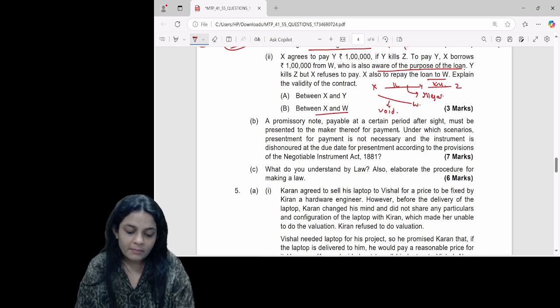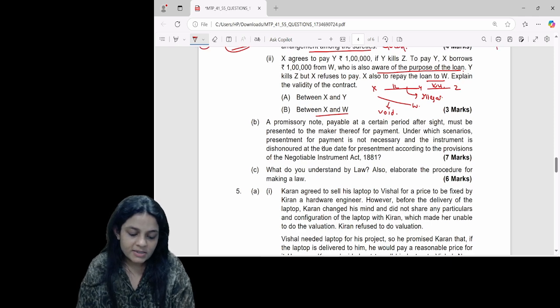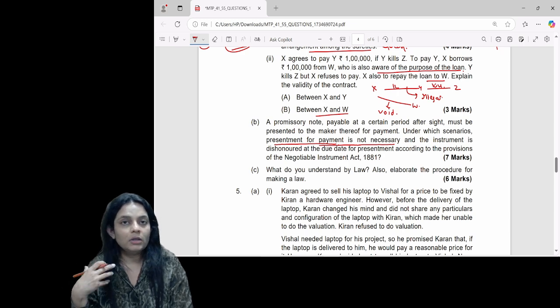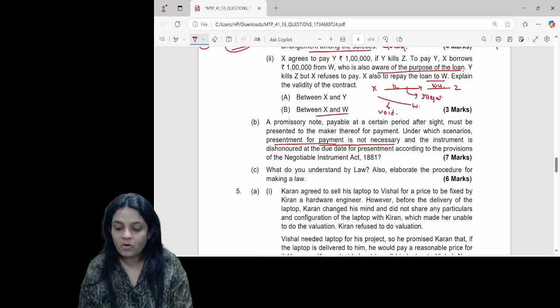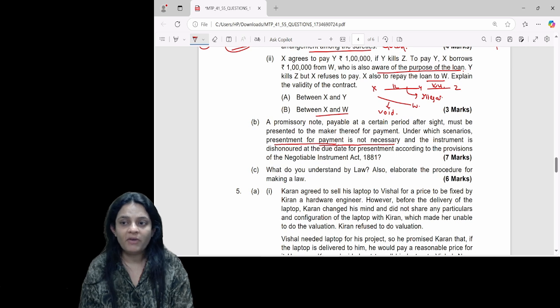A promissory note payable at a certain period after sight must be presented to the maker. Under what circumstances is presentment for payment not necessary? When I'm supposed to present it during the business hours, I come to your office at the business place and it is locked during the business hours. We have decided on a specified place and you are not present at that specified place. Or when there is no specified place and I cannot find the person, after reasonable search.